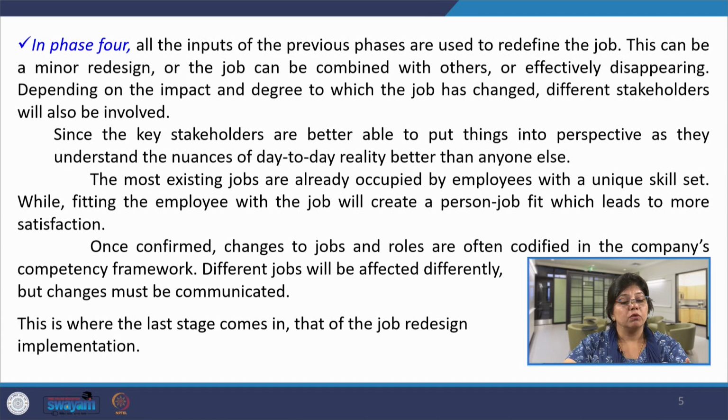Different stakeholders will also be involved. So, this will not only have an impact on the job or the task, but on the stakeholders. These stakeholders also include the clients and the customers who will be impacted by the changes in the minor redesigning. The key stakeholders are better able to put things into perspective, as they understand the nuances of the day-to-day reality better than anyone else.